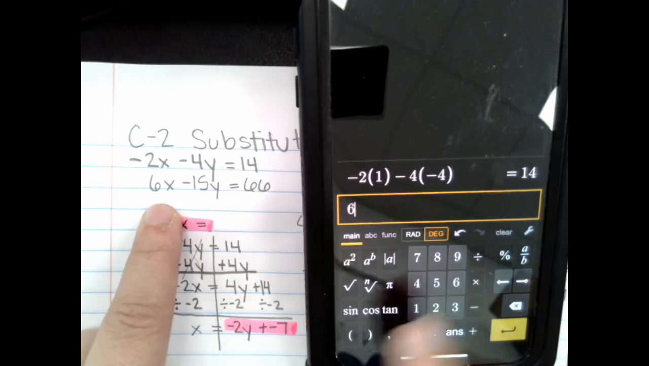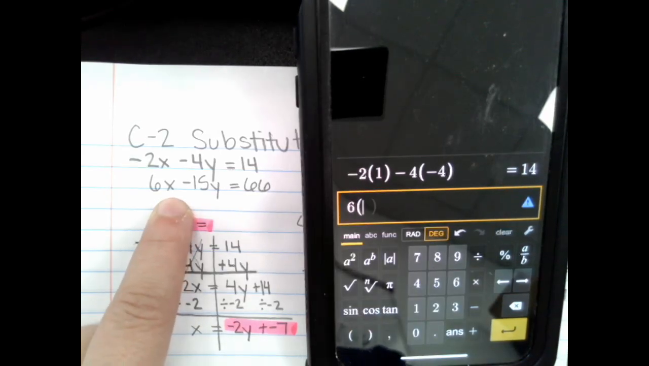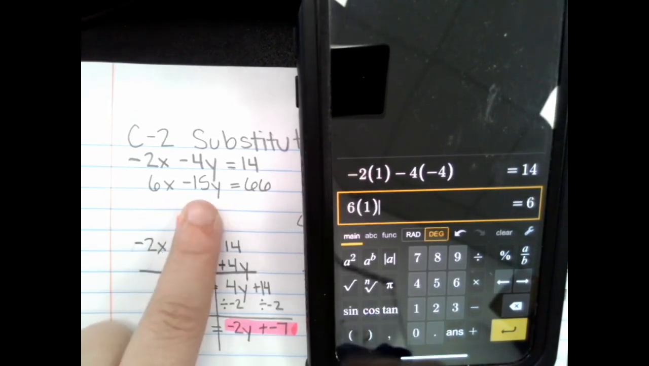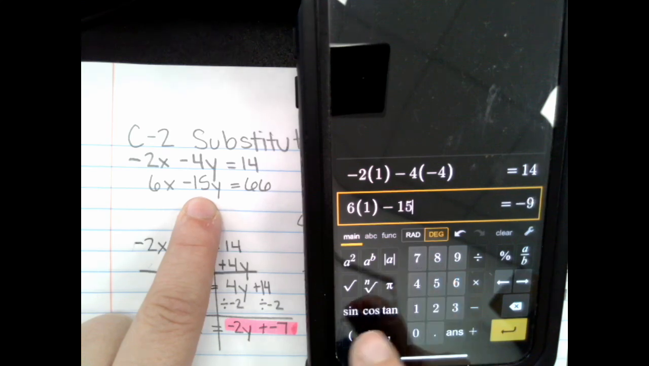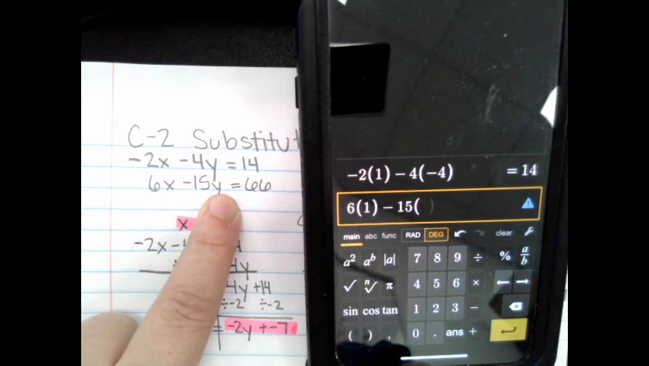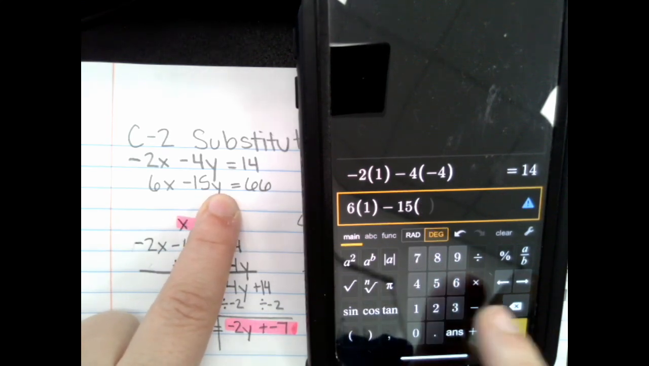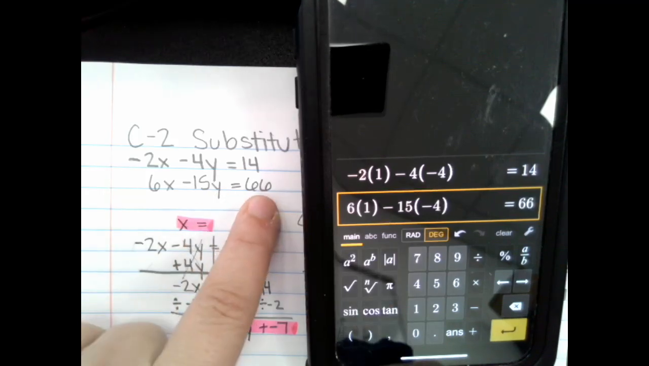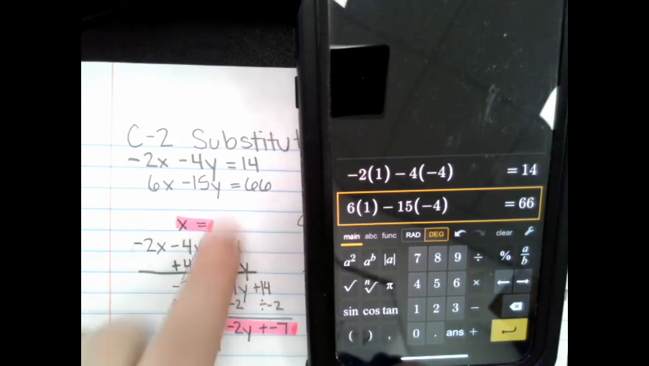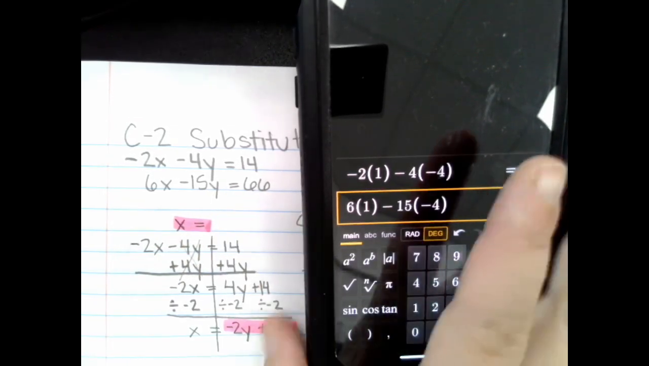All right, let's check with our next one. 6 times what's our x? 1. Minus 15 times what's our y? Negative 4. And do we get 66 as the answer? Yep. So it worked for both, which means we're right. That's a good way for you to check your work.